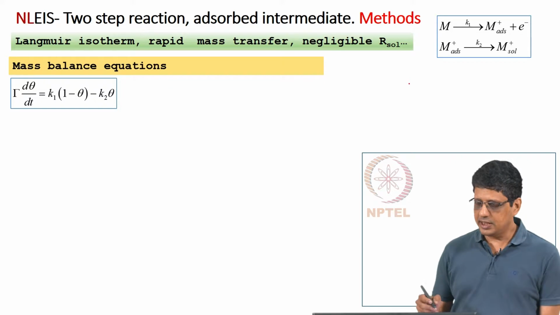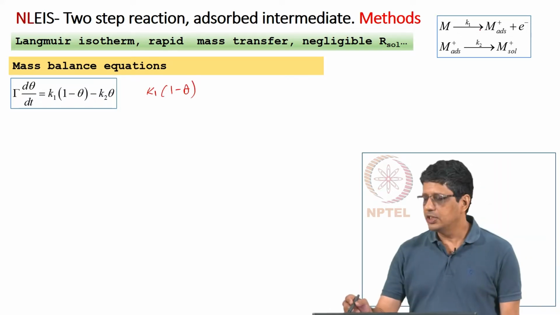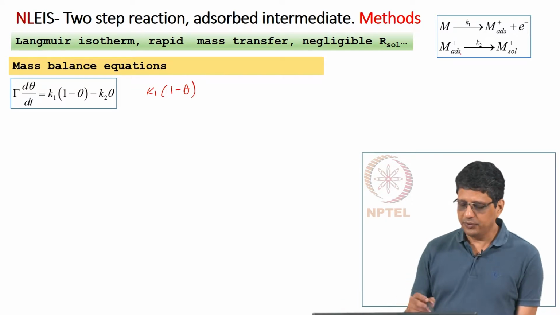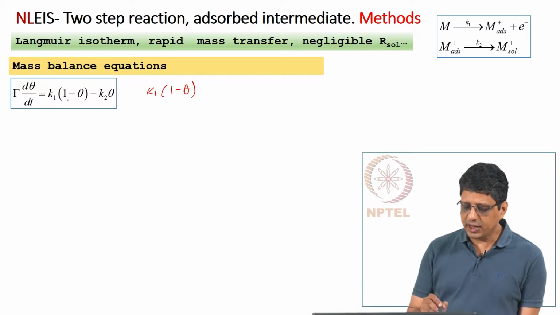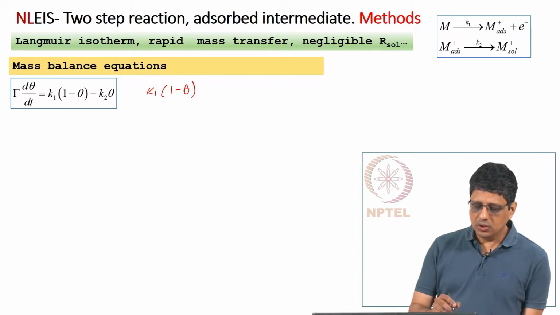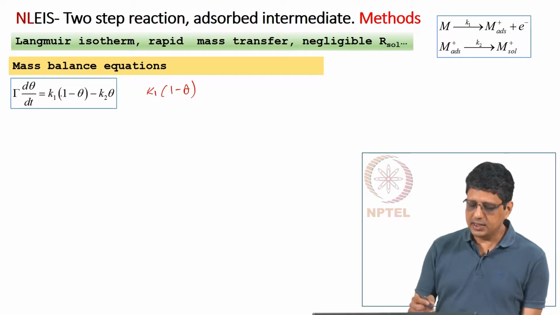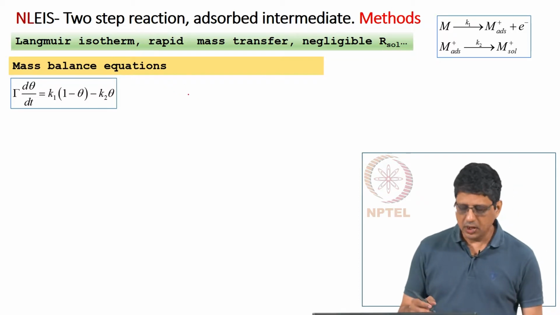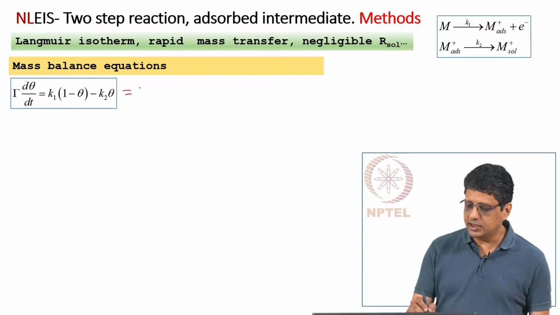So, we have written the mass balance equation for this. First step forms theta, the second step consumes theta. So, we will write K1 (1 minus theta) for the rate of formation, K2 theta for the rate of consumption. So, gamma d theta by dt is given by K1 (1 minus theta) minus K2 theta. Under steady state condition we will set it to 0 and we will call the theta as theta SS.